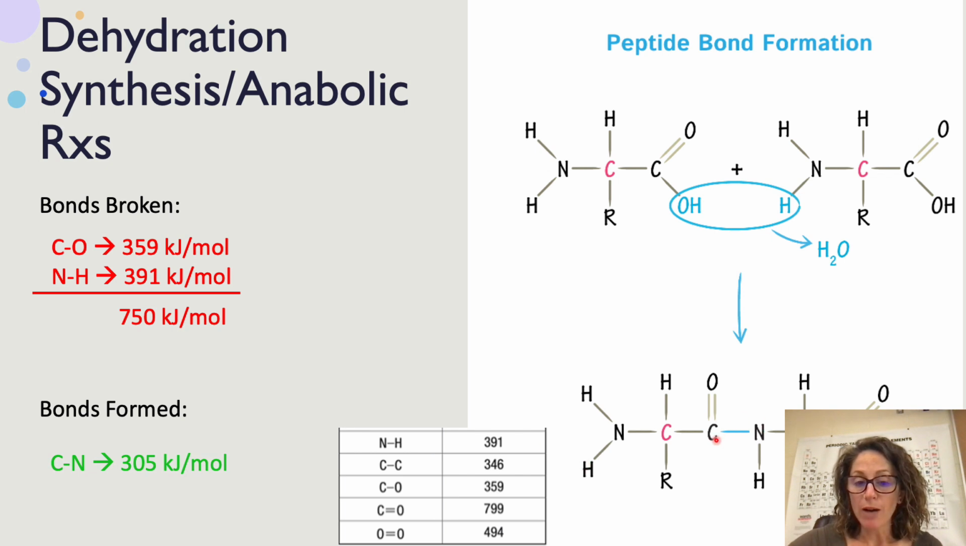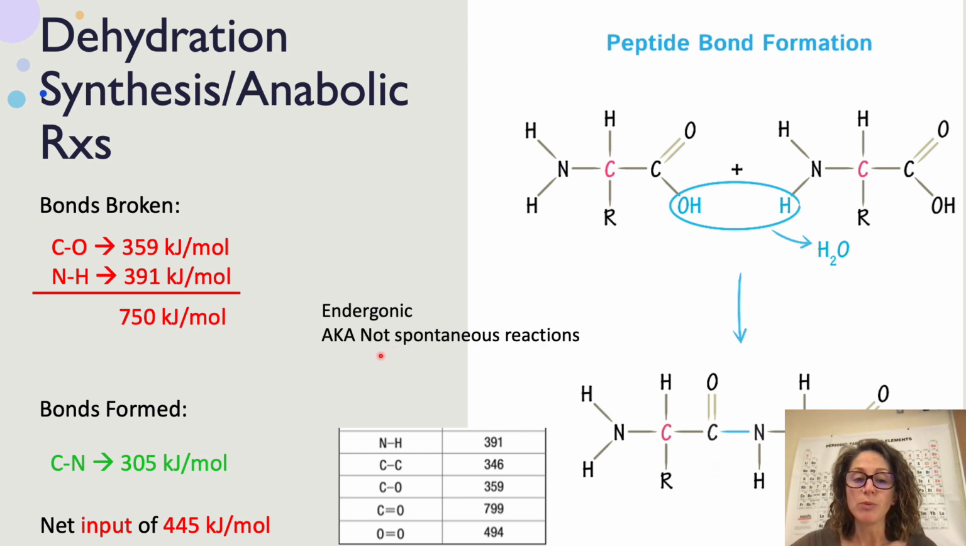Next, what is forming? We have a new bond formed between carbon and nitrogen, which isn't shown in this chart, but that's 305 kilojoules per mole being released. So even just comparing, we see more energy is going into breaking the bonds than is being released. So this is going to be an endergonic reaction. We have 445 kilojoules per mole that has to go into the reaction, and that's being stored in the bond between the carbon and nitrogen now. So this is also called a not spontaneous reaction. That means a lot of energy has to go into the reaction in order for it to work. So in no way would it happen on its own.